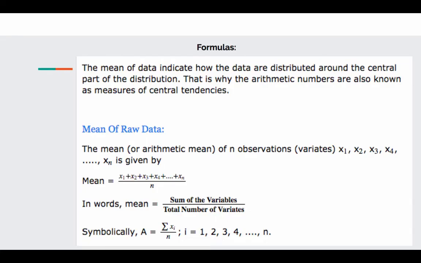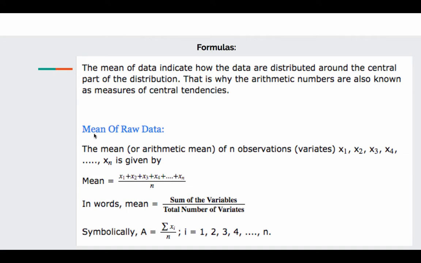See, the mean of a data indicates how the data are distributed around the central part of the distribution. For example, if there are 7 values, which one is the middle one? If I start from the right side or the left side, and arrange them in increasing or decreasing order, the middlemost value will still remain the same. That is why the arithmetic mean is also known as a measure of central tendency.